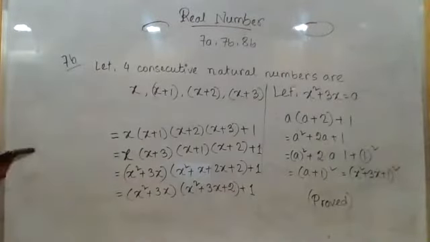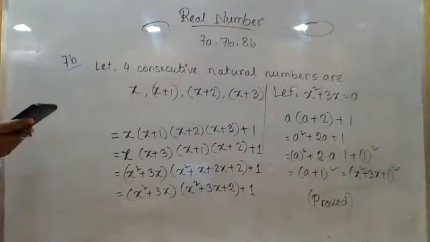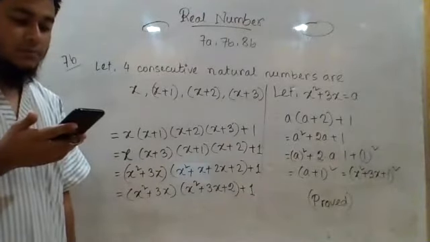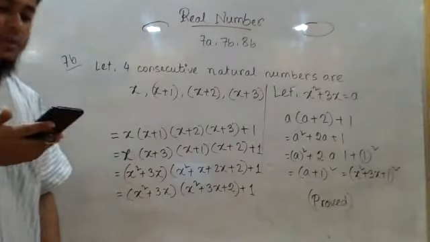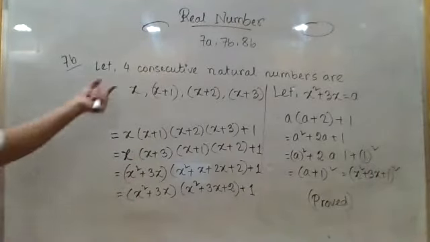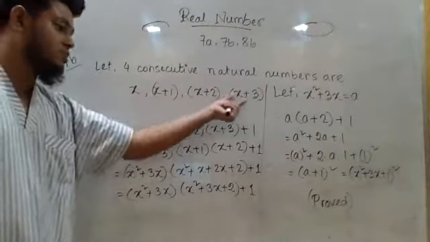Now 7b. Prove that the sum of adding 1 with the product of 4 consecutive natural numbers becomes a perfect square number. As you can see, the 4 consecutive natural numbers I have considered to be x, x plus 1, x plus 2, x plus 3.